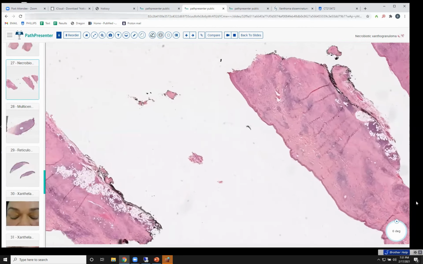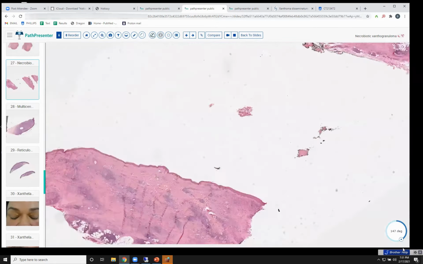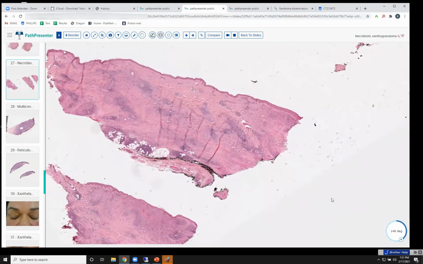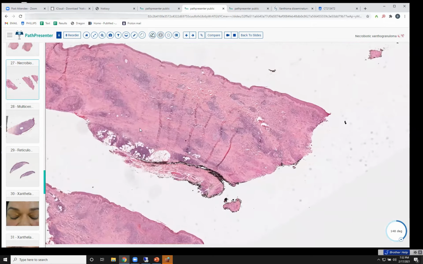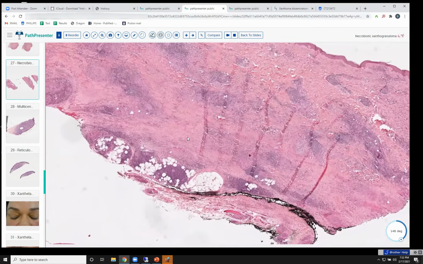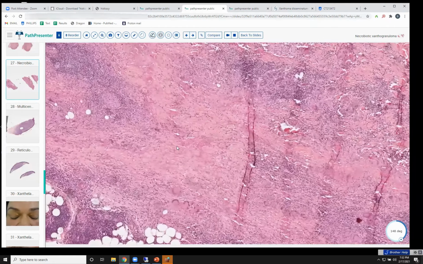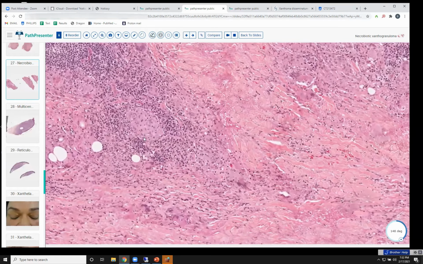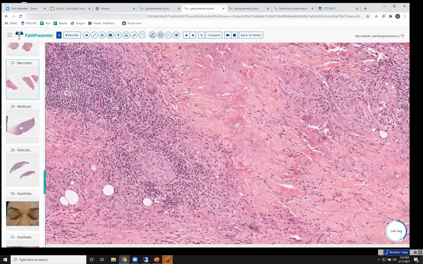Here's another necrobiotic xanthogranuloma, some epidermal atrophy, zones of necrosis. You can see even at this power going into the panniculus, complete loss of the normal dermal architecture. And then a mixture of these histiocytes surrounded by dense lymphoid infiltrate.